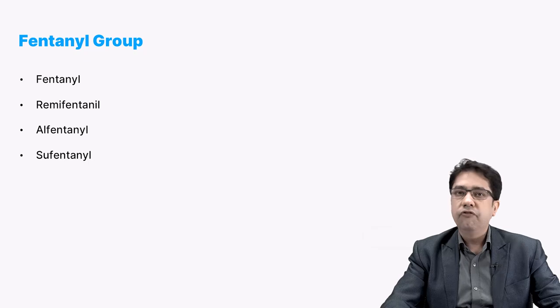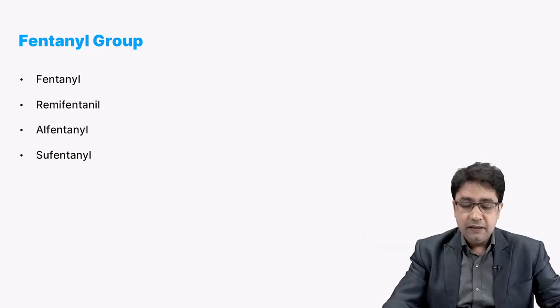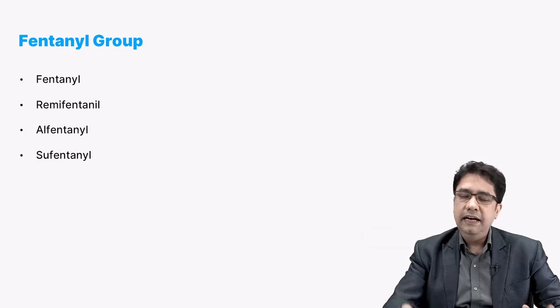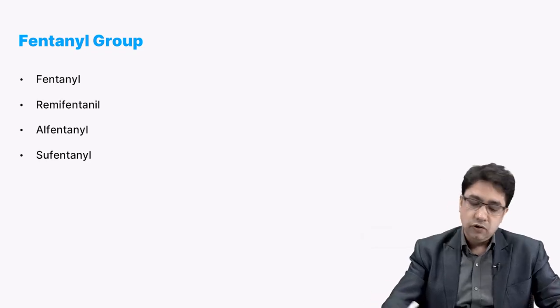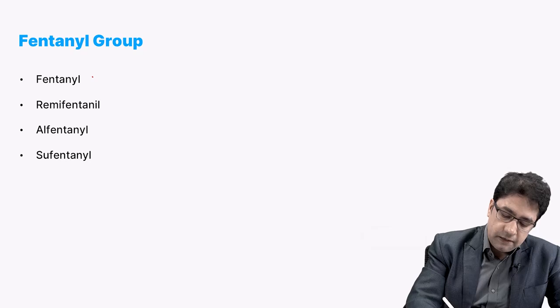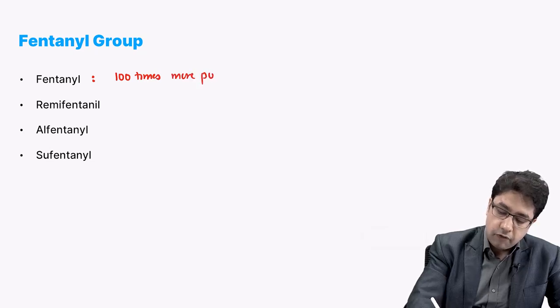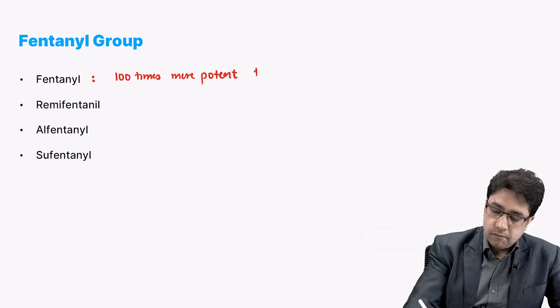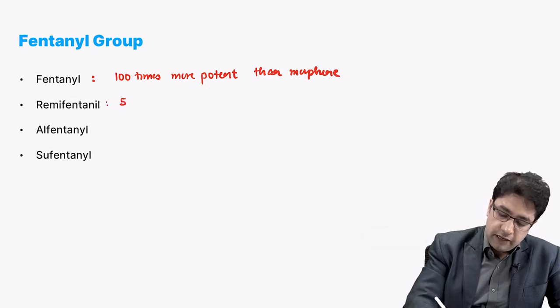Now let's talk about the fentanyl group. Among them, we have various drugs ending with the word fentanyl. The first drug is fentanyl. Fentanyl is almost 100 times more potent than morphine. So don't you think we have to give a very small dose? Remifentanil is 50 times more potent. Alfentanil, again, 50 times more potent.